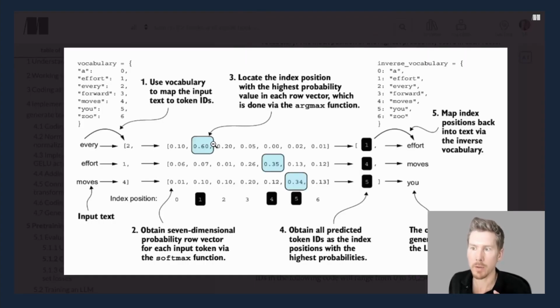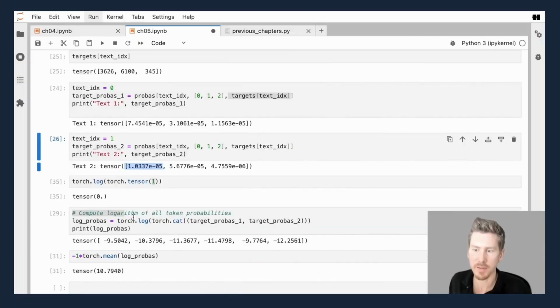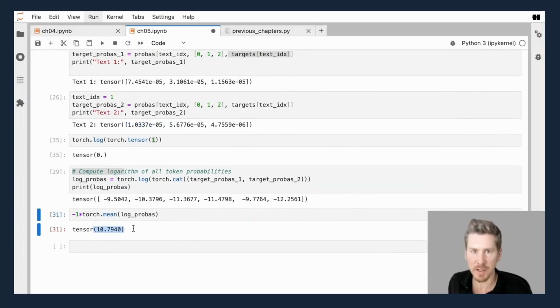Right now we have the probability corresponding to the target ID. We want to make it large to make sure it gets selected by the torch argmax. So we want to make sure we have the large values at the right position in each case. Okay, and this is where this cross entropy comes from.